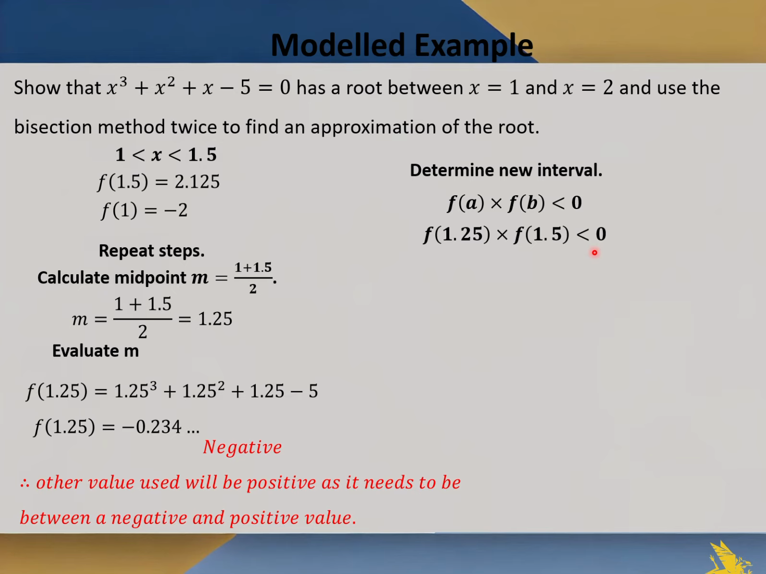So we know x is going to be greater than 1.25, and we know x is going to be less than 1.5. Now, with us estimating, and based on our answer here of our y value being negative 0.234 compared to it being 2.1, we can quite easily see that it is going to be closer to 1.25.